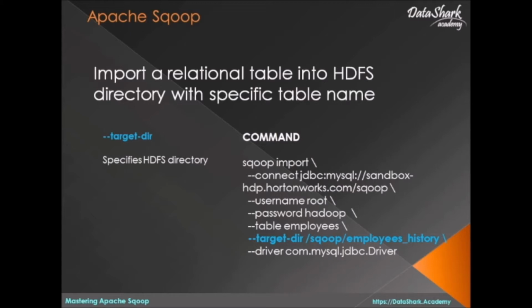In the previous lesson, we saw how a MySQL table can be imported into Hadoop with the same table name as on the source side. What if you want to rename the table while importing into Hadoop? To do this, we can use one of the sqoop parameters called target directory. Here you can specify your HDFS directory where the table will be imported, as well as the table name that should be used for the imported data. Okay, so let's try this in our terminal.